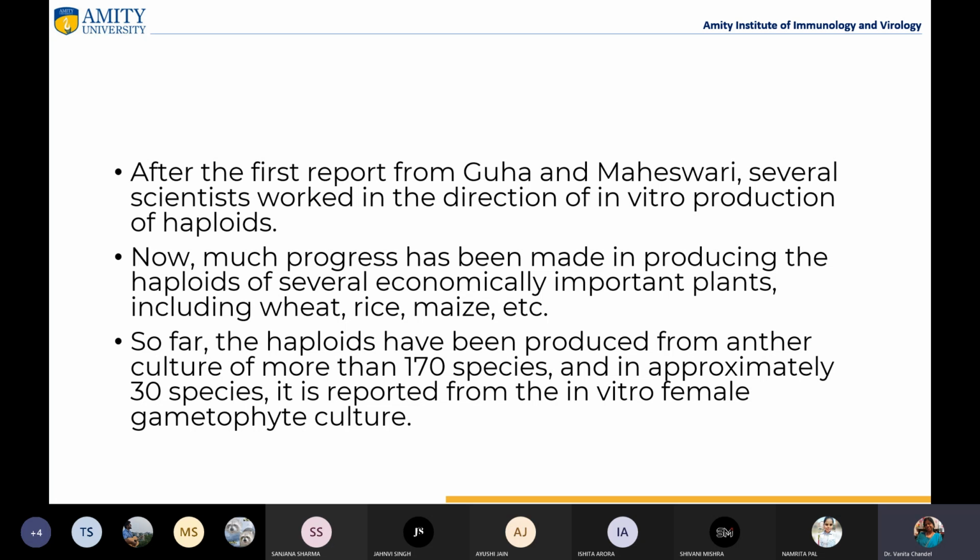So now a lot of research has been done in producing haploid plants in a lot of plants, such as maize, rice, and wheat. A lot of these haploid plants are produced from anther culture of more than 170 species, and 30 species are reported from in vitro female gametophyte culture, right? So both ways can be used to generate haploid plants.